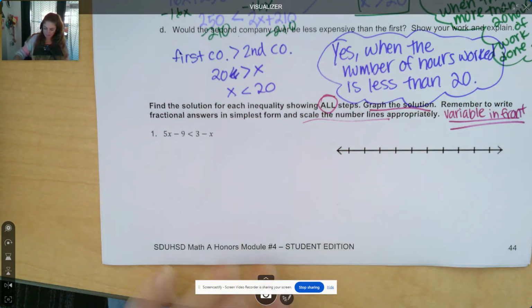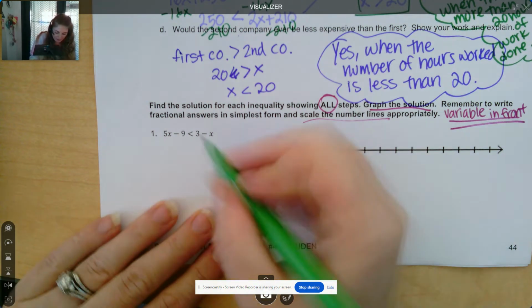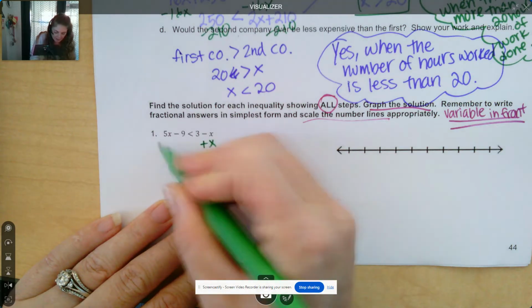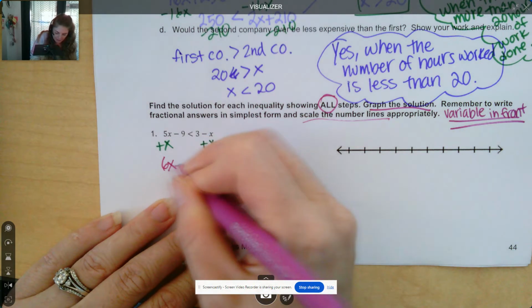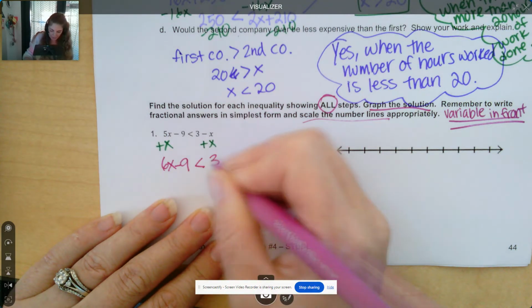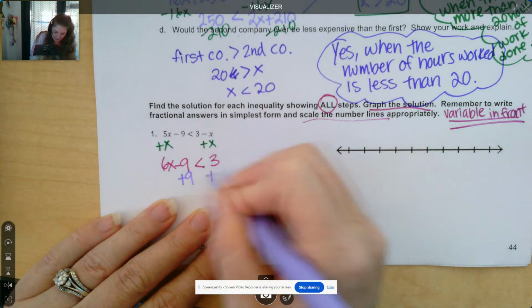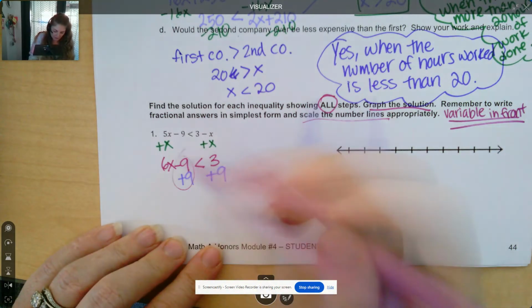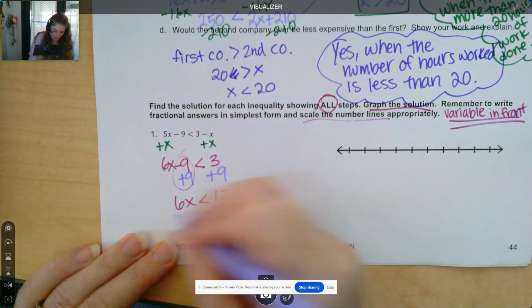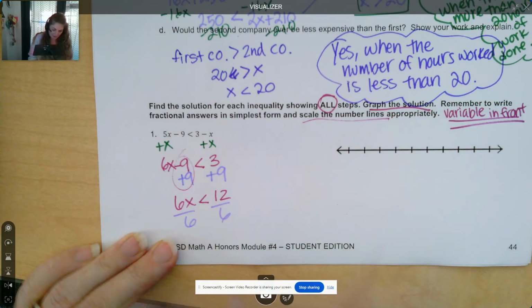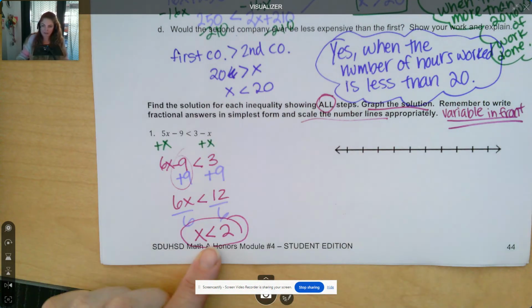So let's take a look at this first one. Here, the smaller king, or lesser variable, is negative x, so I'm going to add x to both sides. When I do that, I end up with 6x minus 9 is less than 3. To isolate my variable, I'm going to add 9 to both sides. When I do that, I get 6x is less than 12. I'm going to take 1/6 of both sides, or divide both sides by 6, to get x is less than 2. So this is our solution set.